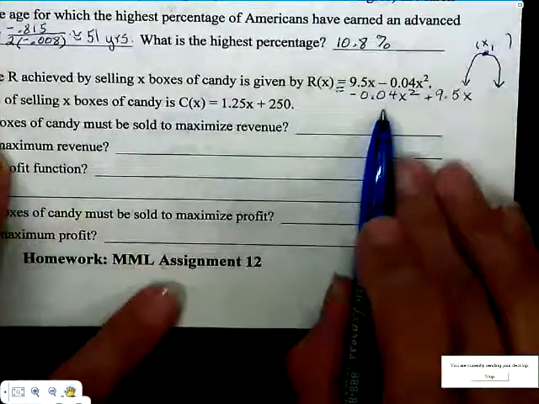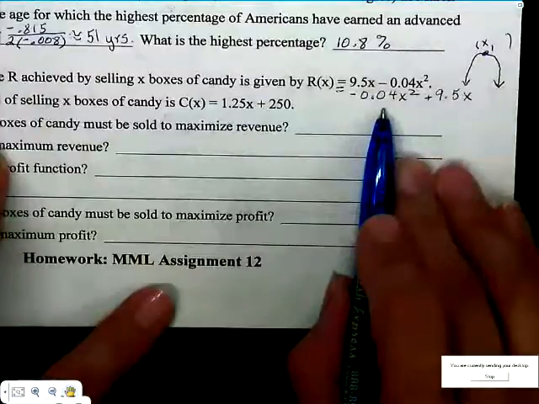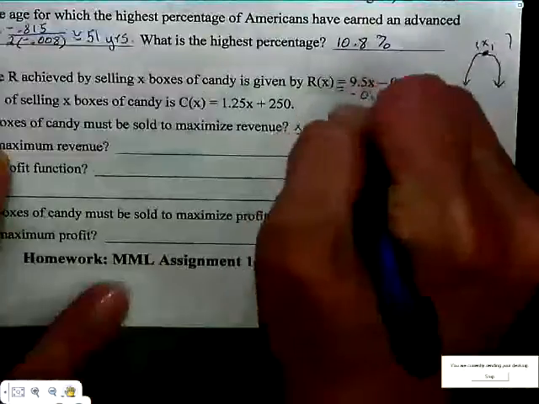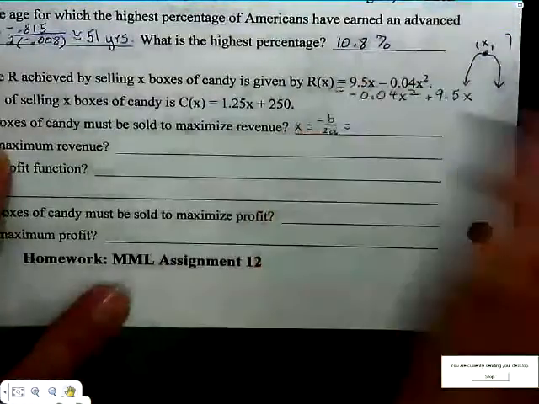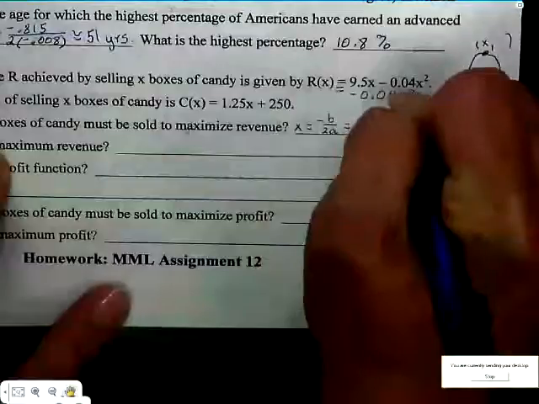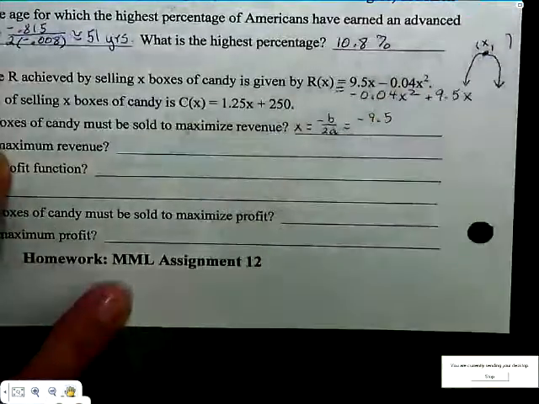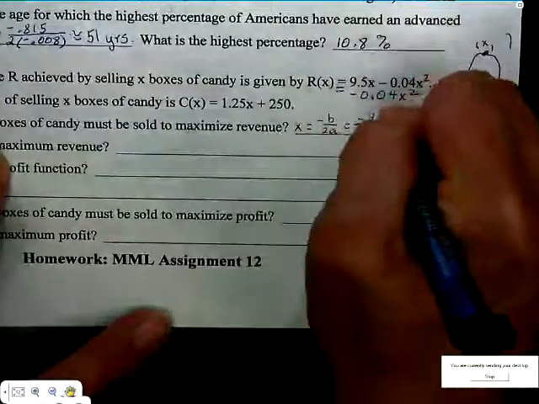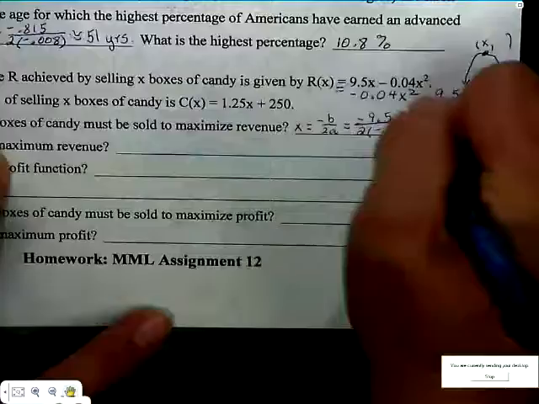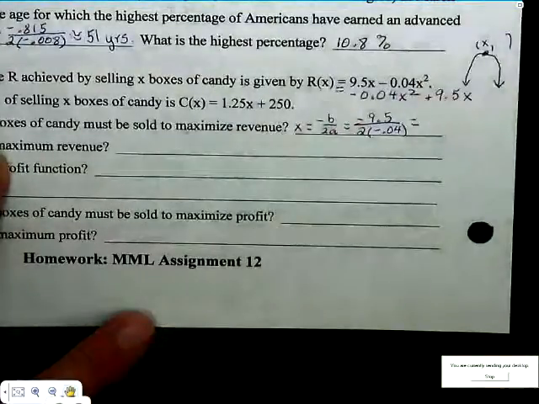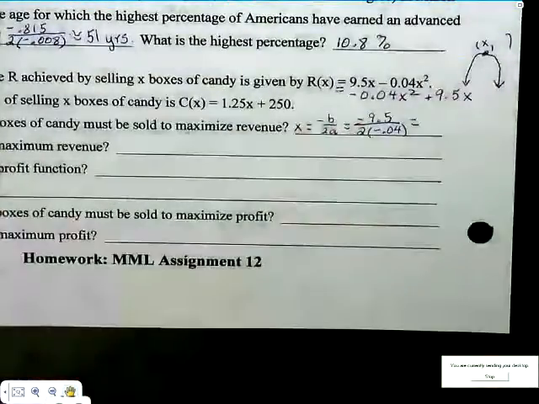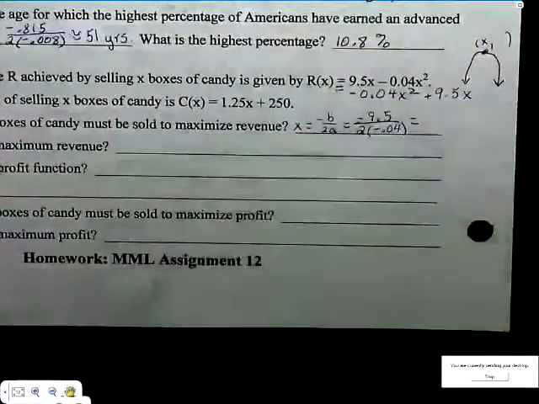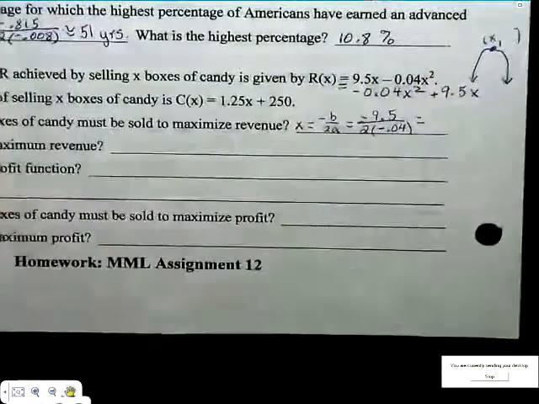Negative B over 2A. Again, the whole problem just boils down to find the vertex using little bitty negative B over 2A, where B is positive 9.5, and then you take the opposite. A is negative 0.04. A negative divided by a negative is a positive. All I'm going to punch on the calculator is 9.5 divided by 0.08. What's 9.5 divided by 0.08?